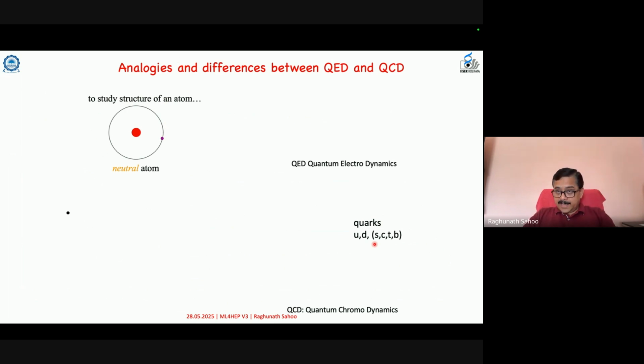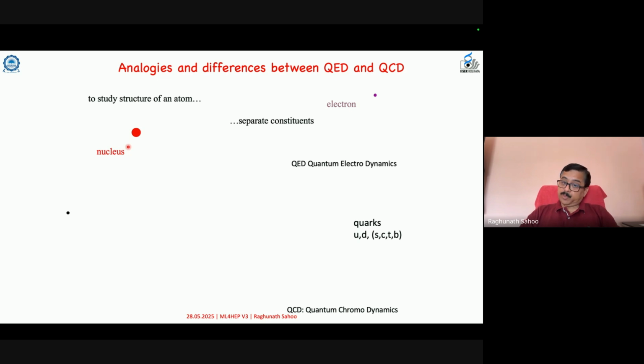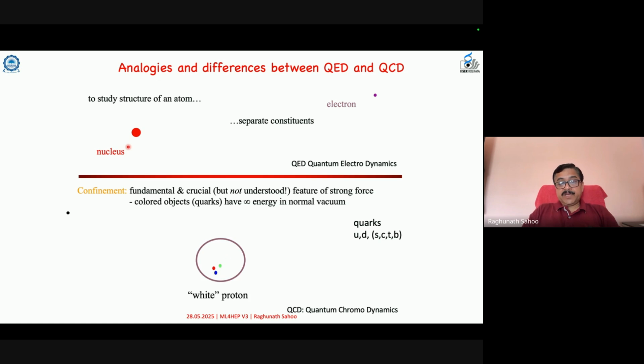So now, before I go to the curious mind of scientists, let me put up the analogy and differences between QED and QCD. So this is essentially the simplest atom. This is a hydrogen atom. So one electron is revolving around the nucleus. If I want to separate the electron from this, I simply have to give 13.6 electron volts, and I am in a position to see H plus, which is essentially a proton, and an electron being separated. And this whole property is governed by quantum electrodynamics.